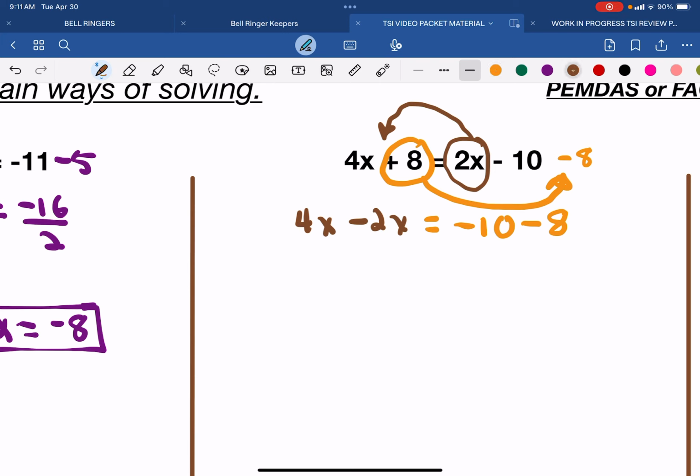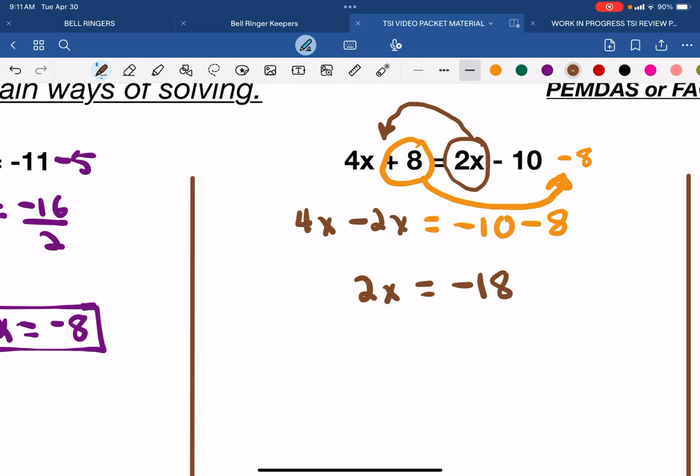I move things to the same sides. I'm trying to kill two birds with one stone. 4x minus 2x is 2x equals negative 18. What do I do now? Oh, so we started again.